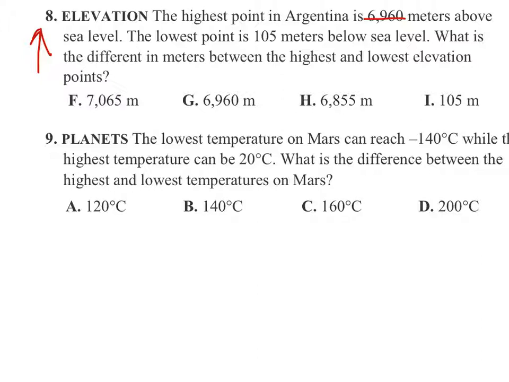And I skipped, so you would go 6,960 minus 105 is. You can show us there on the bottom. Oh, okay. I will. That way we can see your work.